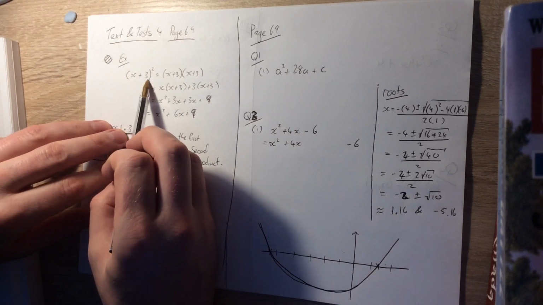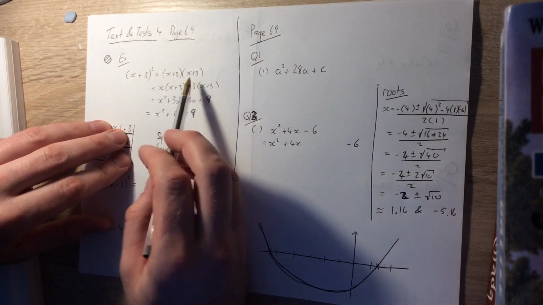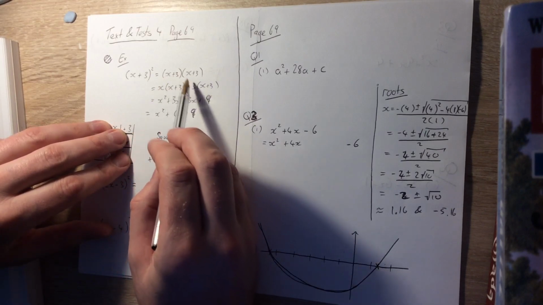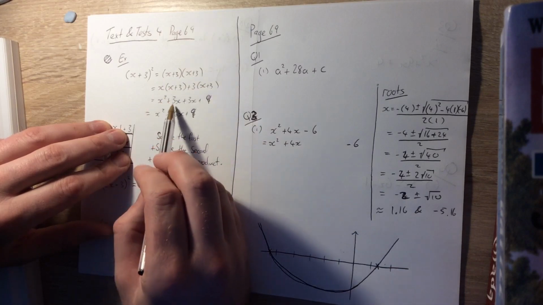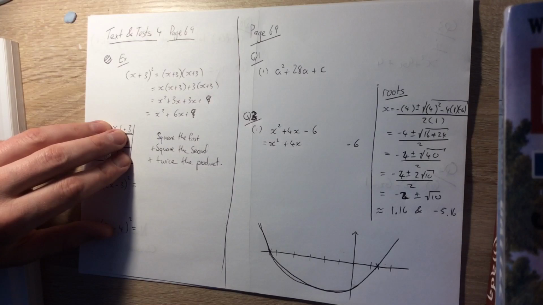If you're asked to expand (x + 3) squared, well, squared means multiply by itself, so you might say (x + 3) by (x + 3). You get x times (x + 3) plus 3 times (x + 3): x squared plus 3x plus 3x plus 9, x squared plus 6x plus 9. And we've seen that kind of calculation before.